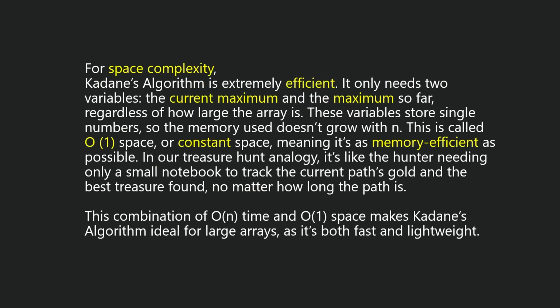For space complexity, Kadane's algorithm is extremely efficient. It only needs two variables, the current maximum and the maximum so far, regardless of how large the array is. These variables store single numbers, so the memory used doesn't grow with the input. This is called O of one space, or constant space, meaning it's as memory efficient as possible. In our treasure hunt analogy, it's like the hunter needing only a small notebook to track the current path's gold and the best treasure found, no matter how long the path is. This combination of O of n time and O of one space makes Kadane's algorithm ideal for large arrays, as it's both fast and lightweight.